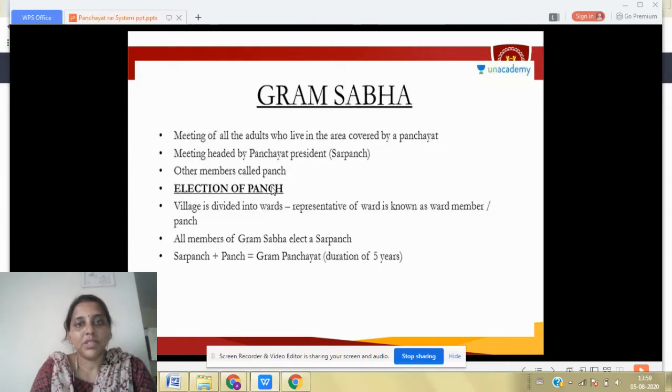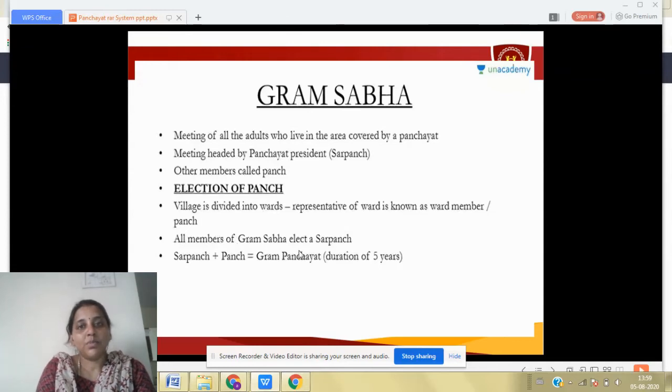Other members are called panch. Apart from the sarpanch, who is elected by the members of that Gram Sabha, some other five people are also elected as representatives, and they are called panch because they are five. Panch means five, children, in Hindi. And how are these five representatives elected? The village is divided into wards. Each village is divided into different wards. I think you have also heard in your areas of ward members, representatives for the wards, right? So each representative of a ward is known as a ward member, and he is a member of the panchayat.